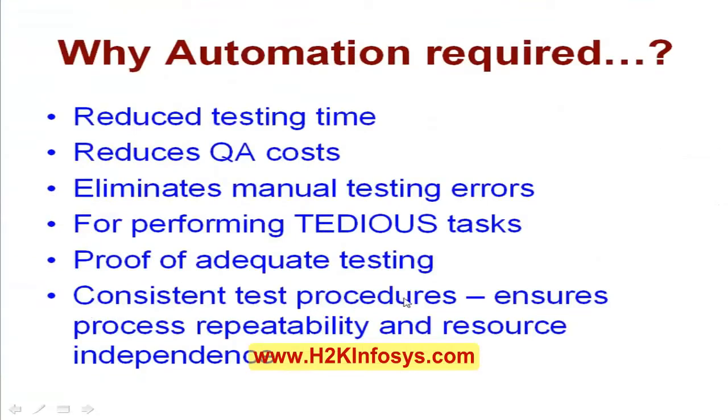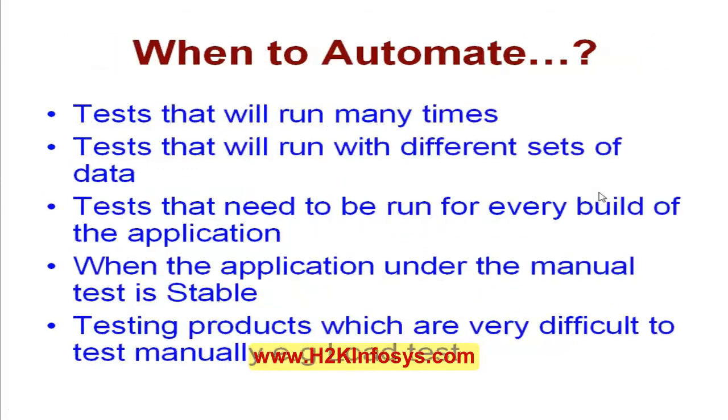Consistent test procedures ensure process repeatability. It means, say you have built an automation script using boundary value analysis. That approach is going to be used in all your releases. It's a kind of consistent test procedure. And resource independence: today one person might have developed the script and tomorrow someone else comes into the picture and that person can also work on it. So these are some points where we generally go for automation.